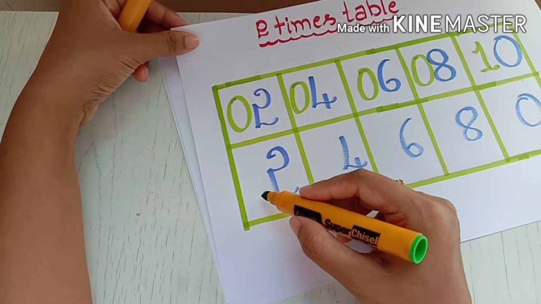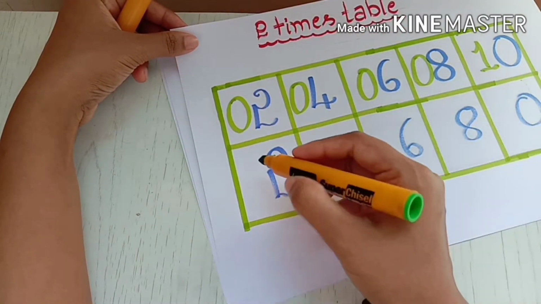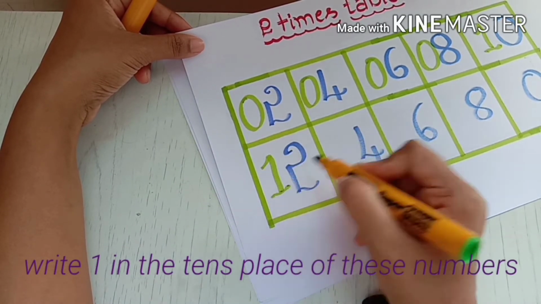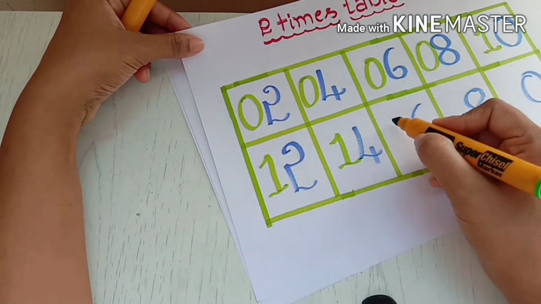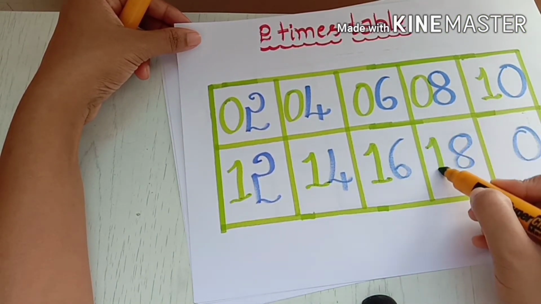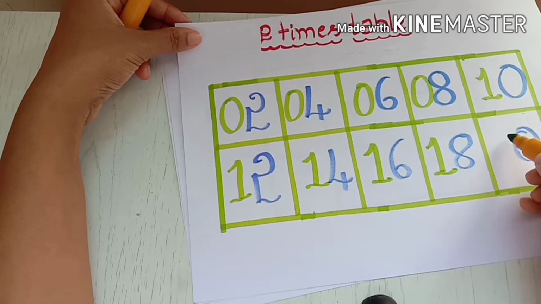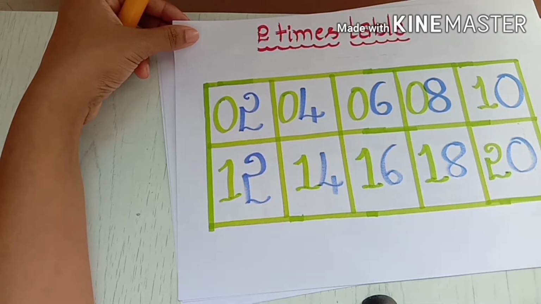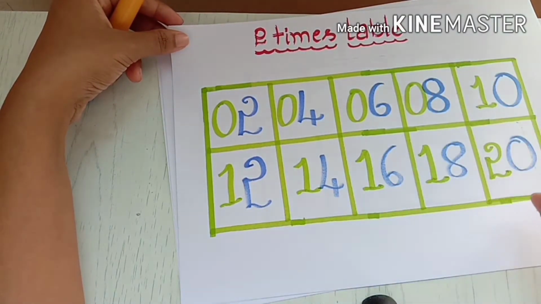Similarly, for the second row, I am going to write down 1 in the tens place of these numbers: 1, 1, 1, 1, and except the last one, as I said, here I am writing the number 2. So now the table of 2 is completed.